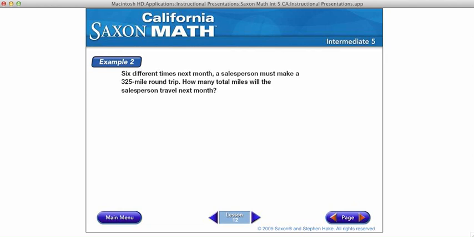Example 2: 6 different times a month, a salesperson must make a 325-mile round trip. How many total miles will the salesperson travel next month? So 6 different times in 1 month, he has to travel 325 miles. That's a long way. So we have 325 miles times 6, the number of times that he's going to make that trip.